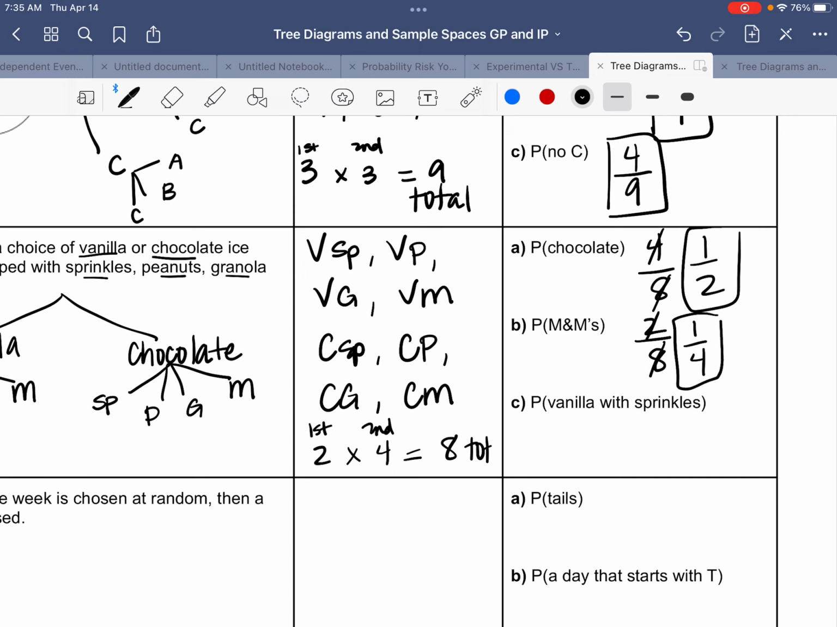And then my last says vanilla with sprinkles. There's only 1 outcome that gives us vanilla with sprinkles. So I would have 1 out of 8 total outcomes, and that is as simplified as it gets.